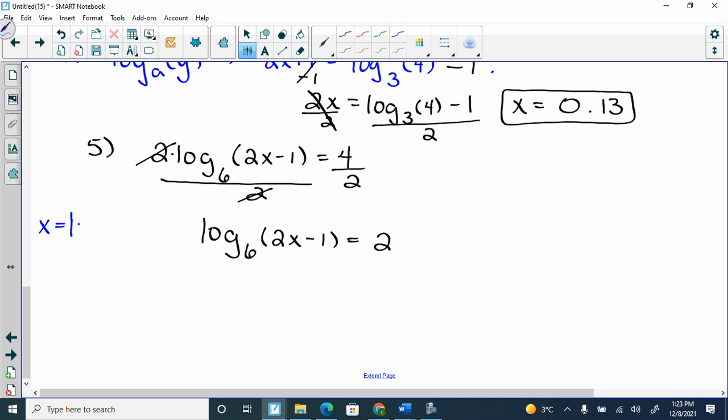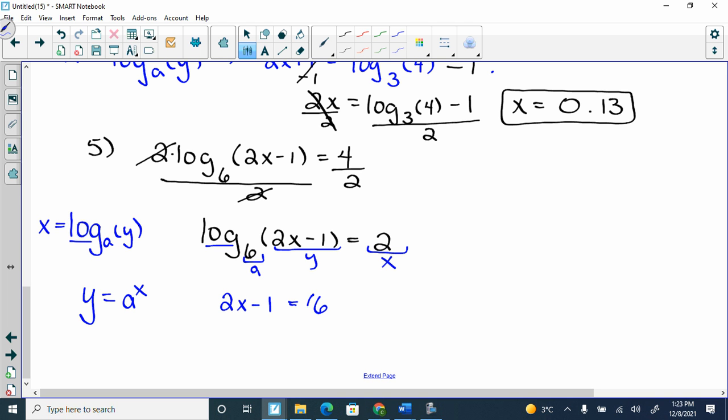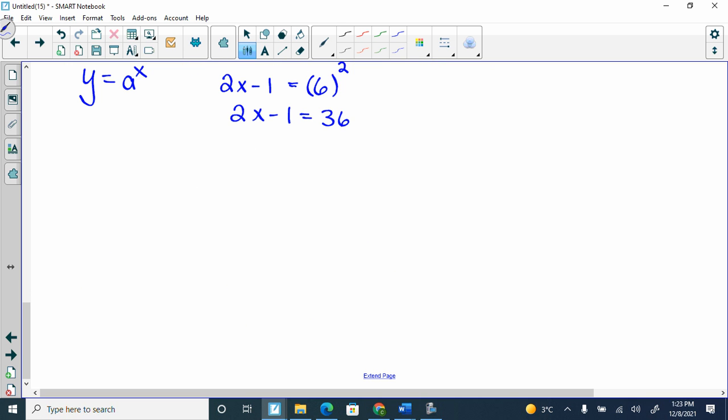X equals log base a of y. So this is log a, y equals x. And then I need to convert to the other one. Y equals a to the x. So now I'm going to get y, which is 2x minus 1, equals a, which is 6, to the x, which is 2. So 2x minus 1 equals 36. And then we're literally back to grade 8 math.